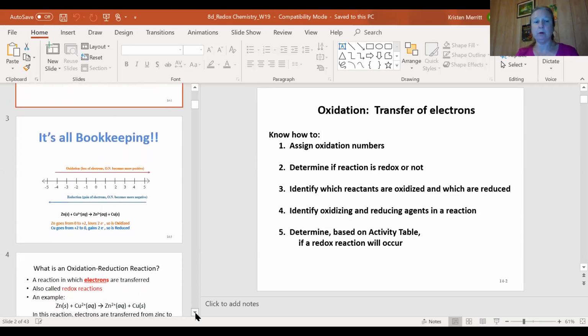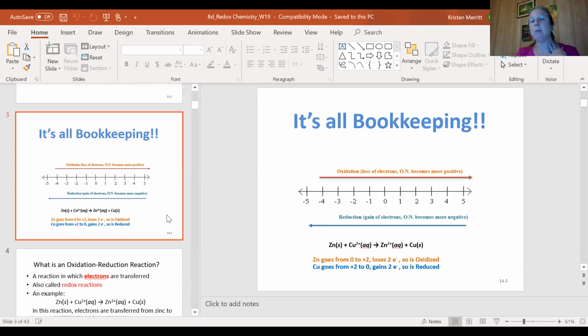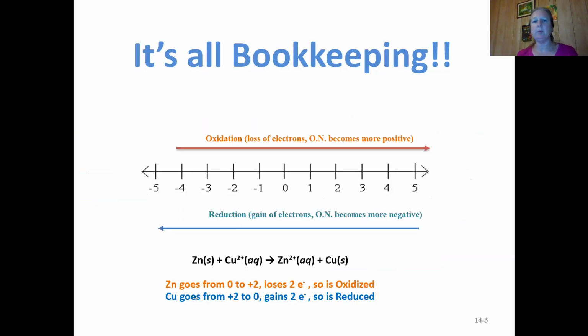And so you can identify them, and then in the next lecture we'll talk about the activity table and if a redox reaction will occur. The most important thing to remember about oxidation numbers is it's all bookkeeping. You assign your oxidation numbers at the beginning. You assign them on the product side. You look at the difference and you say, did the oxidation number change? If the oxidation number changed, you have a redox reaction. If the oxidation number did not change between left and right, you don't.